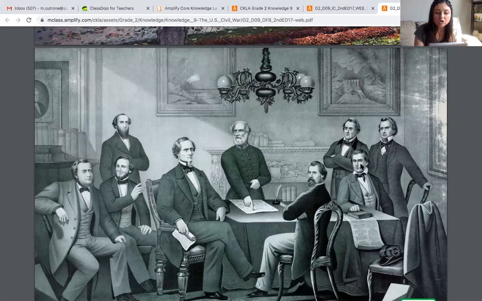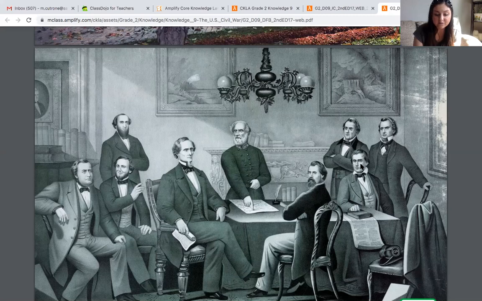Then, just before the Battle of Fort Sumter, President Lincoln asked Lee if he would agree to take command of the entire Union Army. Lee refused that offer as well. Why do you think General Lee refused both offers? Yeah, he didn't want his country to be divided, so he didn't want to take sides. That would be my guess.